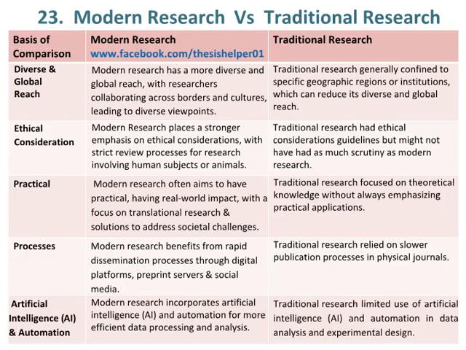Modern research benefits from rapid dissemination processes through digital platforms, preprint servers, and social media. Whereas traditional research relied on slower publication processes in physical journals. Modern research incorporates artificial intelligence, AI, and automation for more efficient data processing and analysis. Whereas traditional research had limited use of artificial intelligence, AI, and automation in data analysis and experimental design.